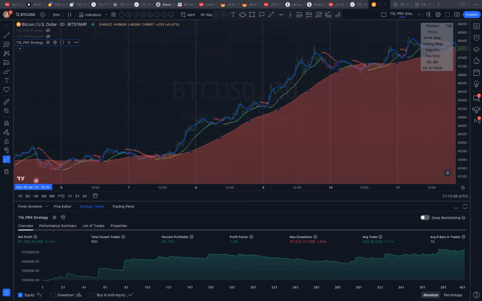Bitcoin, US dollar, 30-minute charts. We're looking at 2023 data again, and this is Bitstamp data. This is our base system here, 81R we've talked about before, 400 trades, and an expectancy of about 0.2. So some nice looking numbers really for 2023.